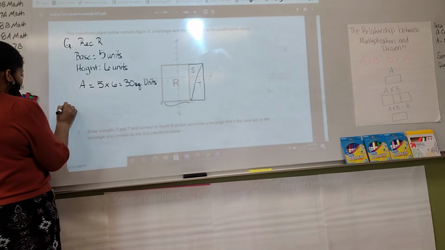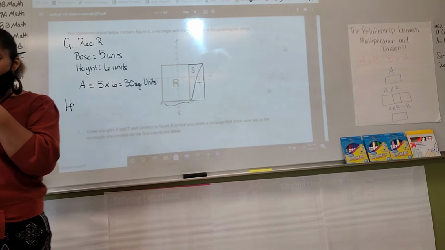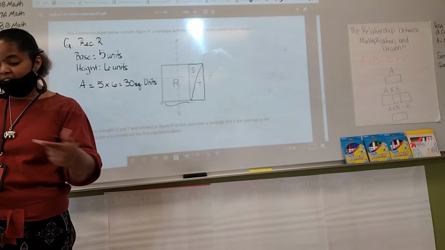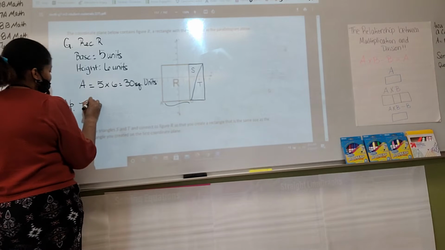So, look at H. H says, what do figures R and P have in common? Go back to the other page if you're not sure. R and P, what do they have in common? Both the same answer.